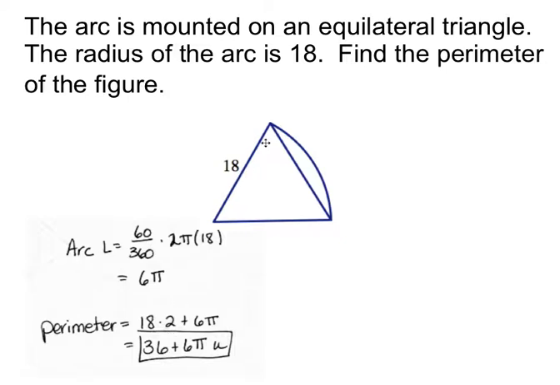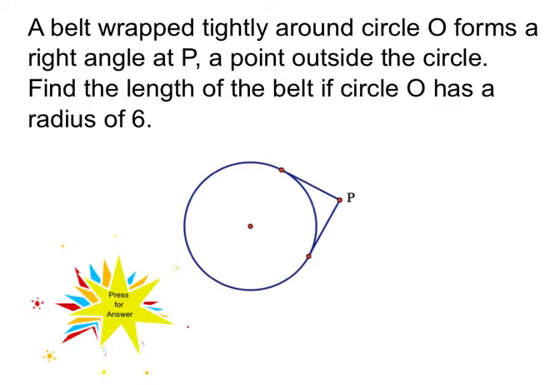The perimeter then is 18 plus 18, the two sides of my triangle, plus this arc length, which is 6 pi. So 36 plus 6 pi units. Again, if you want an approximate answer, you plug it into your calculator and you round. Next, I'd like you to try this problem. Press pause, and when you're ready to see the answer, press play again.